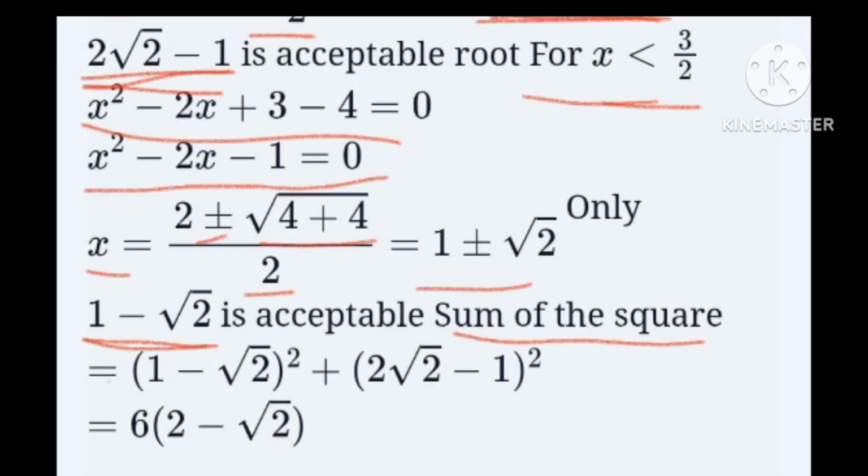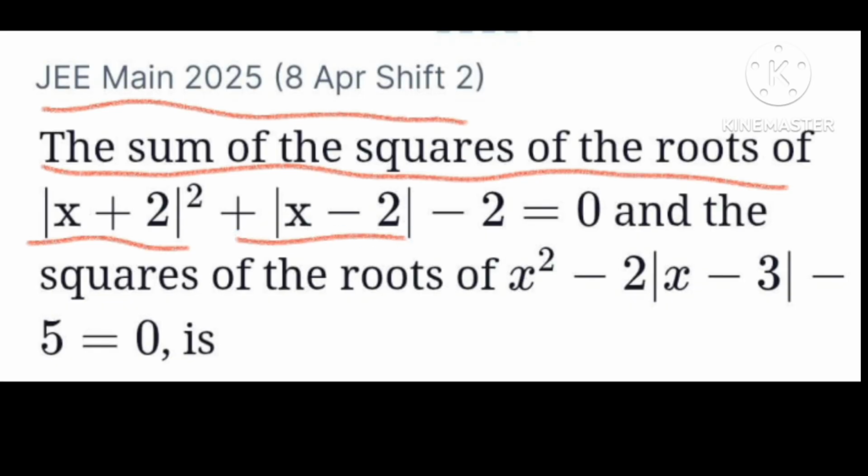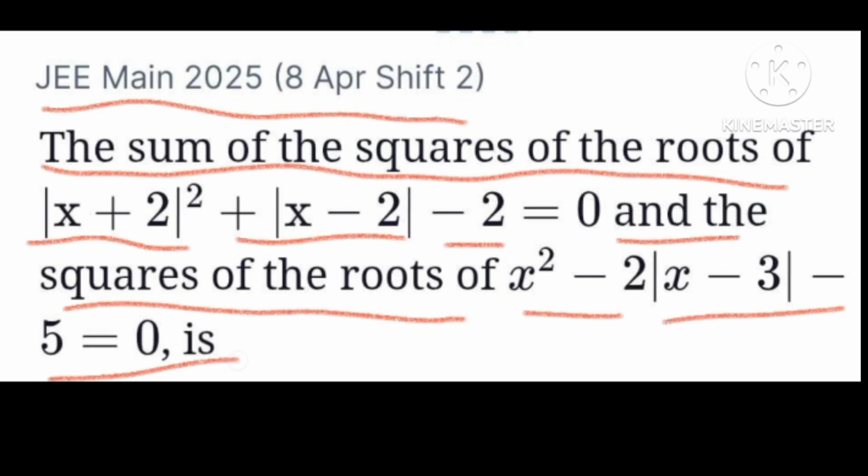The sum of the squares means 1 minus root 2 whole square plus 2 root 2 minus 1 whole square, that is 6 into 2 minus root 2, which is the answer. Another JEE Mains 2025 question: the sum of the squares of the roots of the equation modulus of x minus 2 whole square plus modulus of x minus 2 minus 2 equals 0, and the squares of the roots of the equation x square minus 2 modulus of x minus 3 minus 5 equals 0.